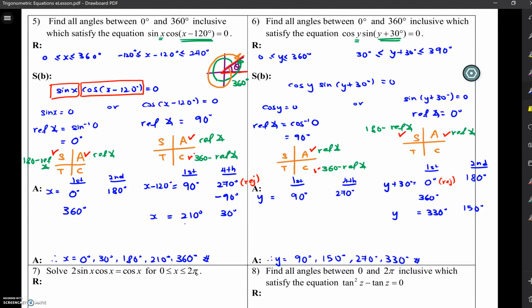Okay, so you can take a break. Once you are ready, we'll go to the next question. Question 7 requires different units. It will be in radian mode.